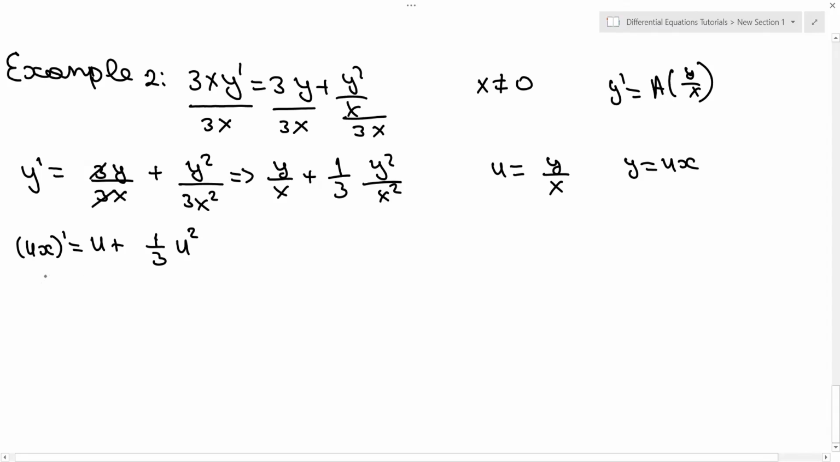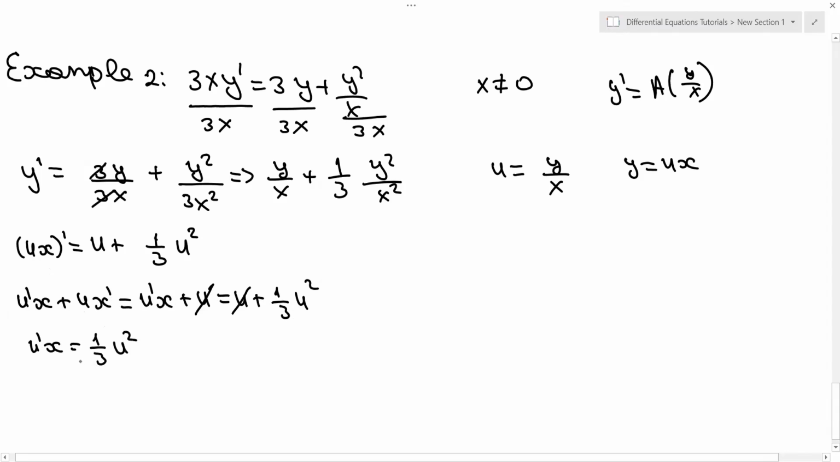As you already know how we open this derivative, it will be u prime x plus u is equal to u plus 1 over 3 u squared. And you can see it becomes easier. So these two u's cancel each other. So we have u prime x is equal to 1 over 3 u squared. And from this, we can move this u squared under the u prime. So u prime times 1 over u squared is equal to 1 over 3x.